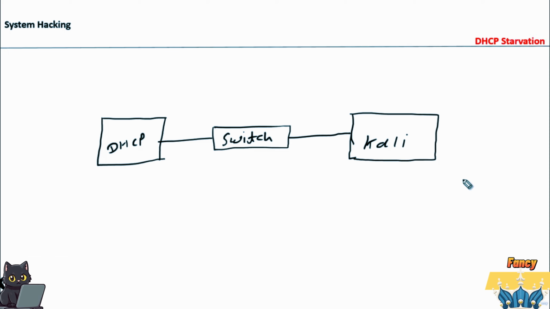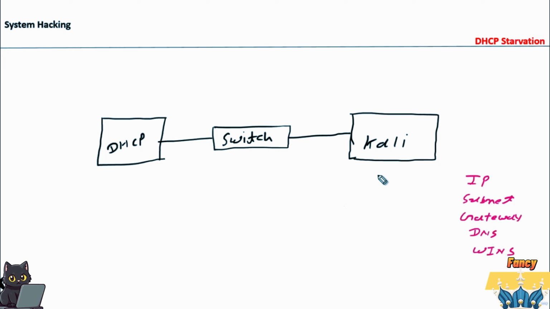DHCP provides IP configuration like IP address, subnet mask information, gateway information, DNS information, and WINS server information to the client.